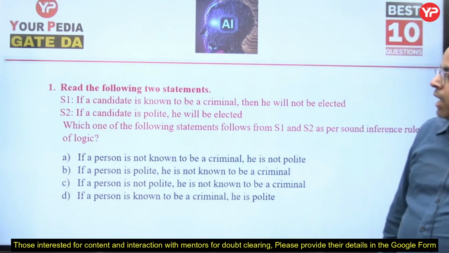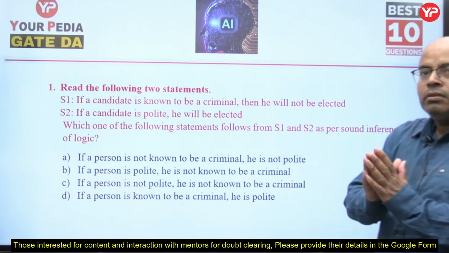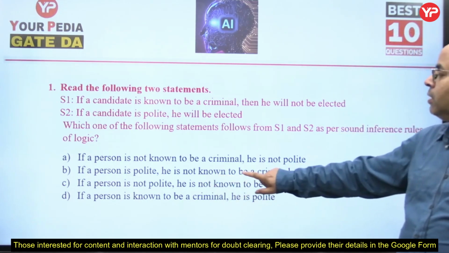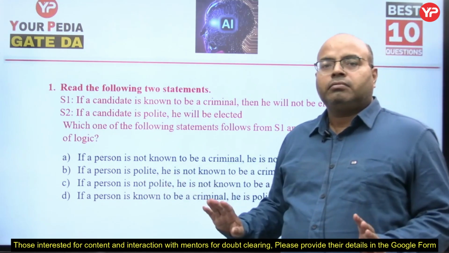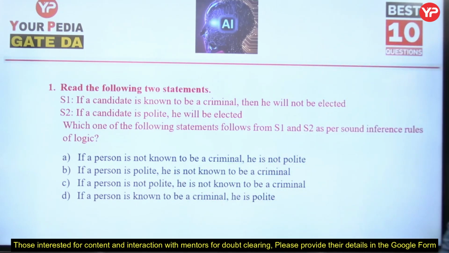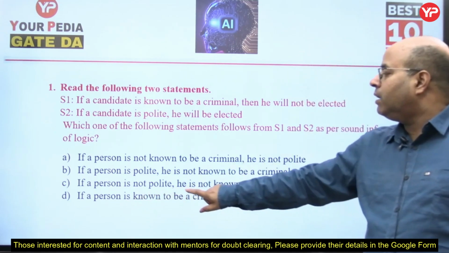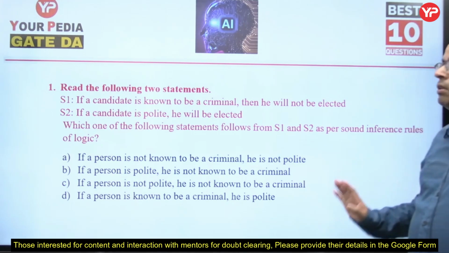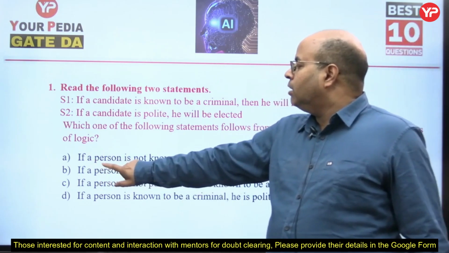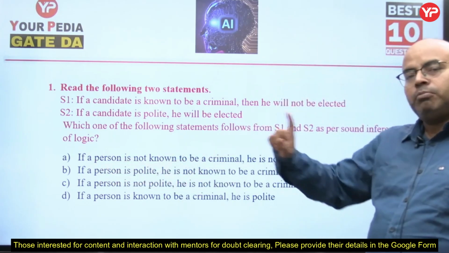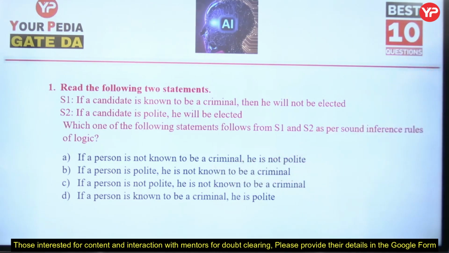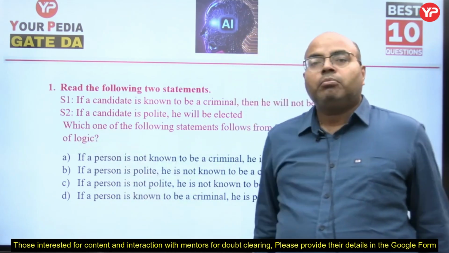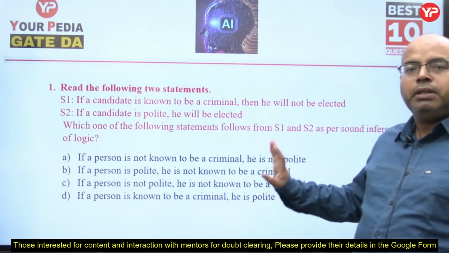Now coming to C. If a person is not polite, negative statement, he is not known to be a criminal, positive statement. Positive, negative, not matching. We have to match. If a person is known to be a criminal, negative statement, he is polite, positive. No, negative, positive will not match. So only B is matching, positive, positive. If a person is polite, positive statement, he is not known to be a criminal, which means he is a good person. So B is true.